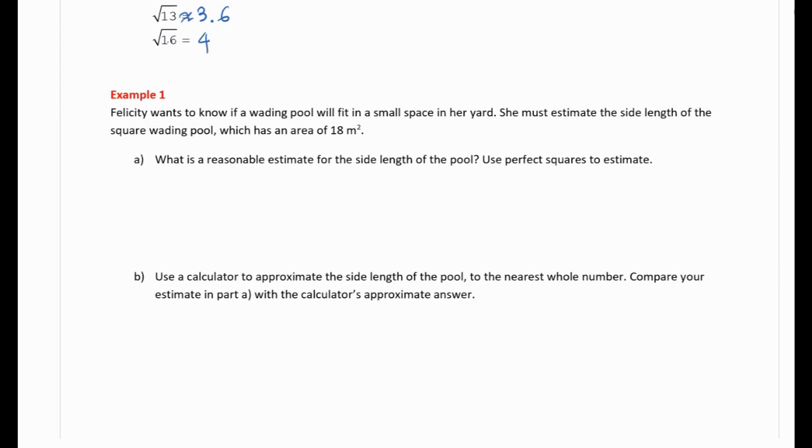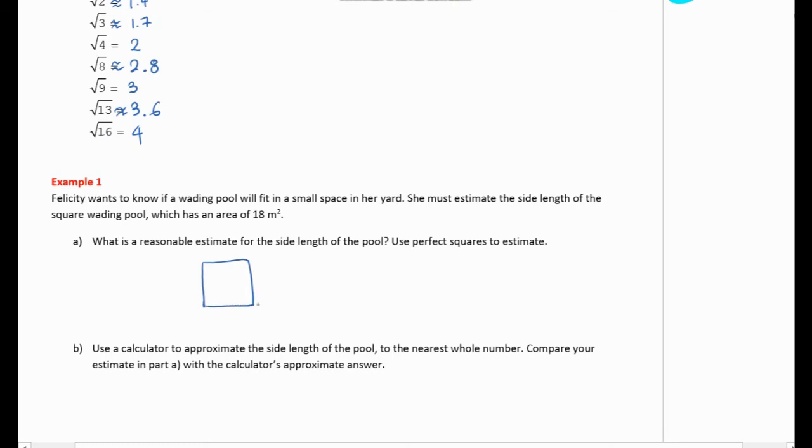Example 1. Felicity wants to know if a wading pool will fit in a small space in her yard. She must estimate the side lengths of the square wading pool, which has an area of 18 square meters. When you have this kind of question, it's always good to draw a picture. So let's draw a picture. The area is 18 square meters, and we have to find the side length.